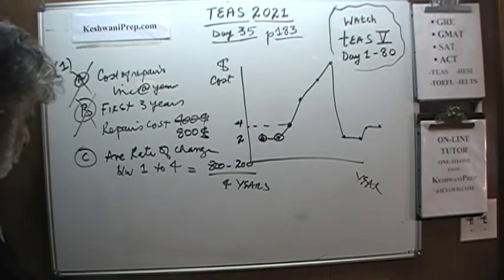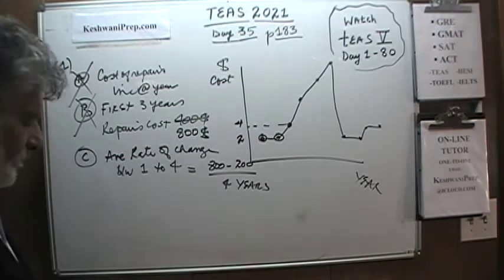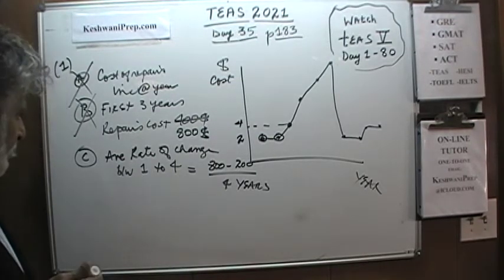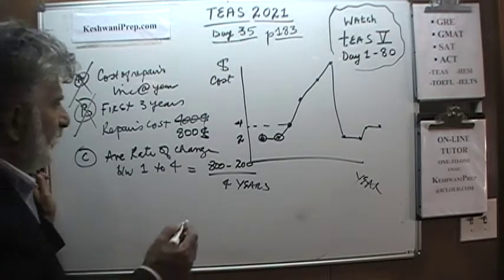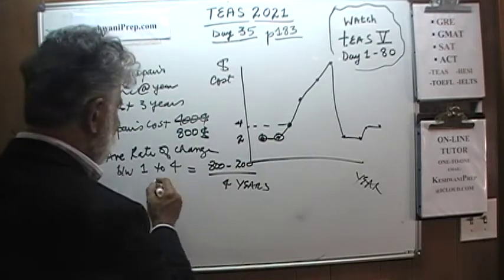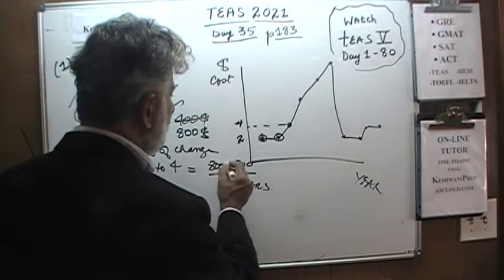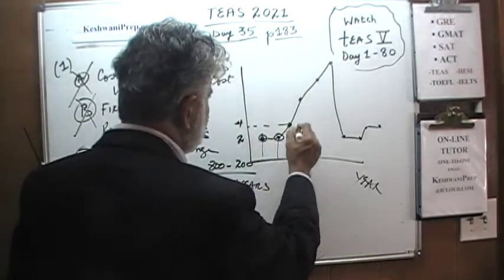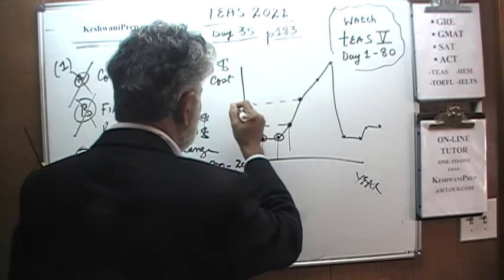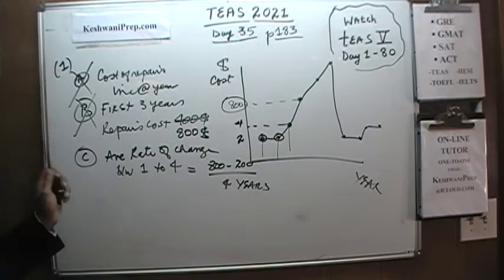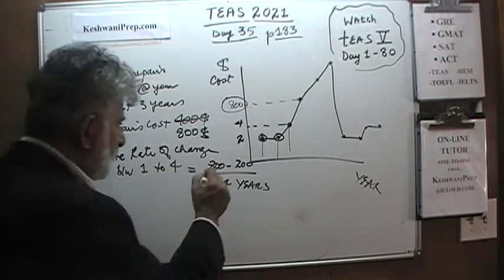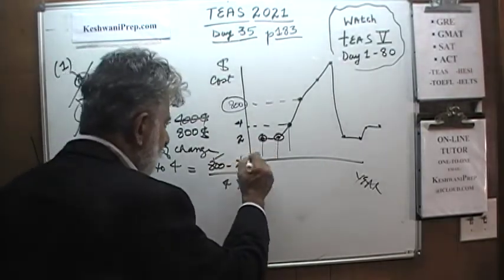Well, let's see. From year 1 to year 4, the average rate of change. This is year 1, year 1 to year 4. So year 4 we have to figure out. This is year 1, year 2, year 3, and that is indeed 800. So year 4, that is indeed 800. So that part is correct. Year 4 was 800, year 1 is 200.